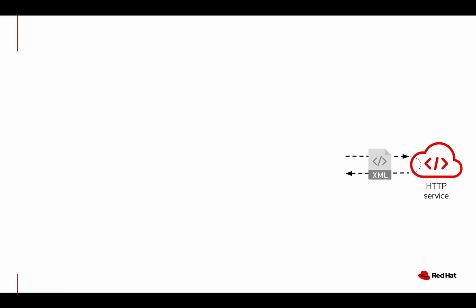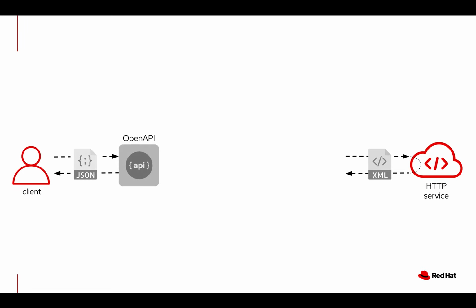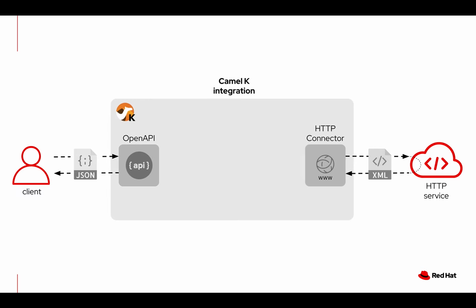Let's follow an example where we have a backend XML service. The goal is to expose the capability using the OpenAPI specification so that clients can send and receive JSON payloads. Our Camel K integration will encapsulate the OpenAPI exposure and integrate with the backend XML service.